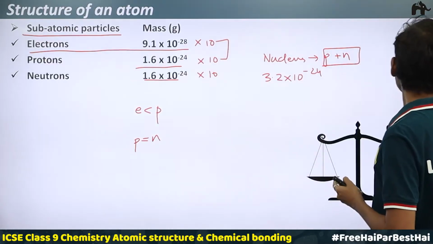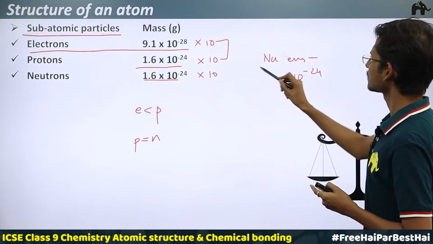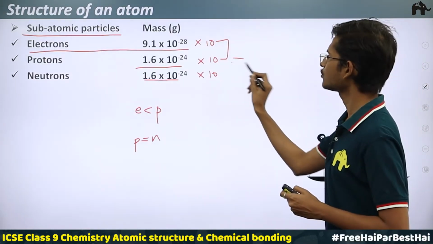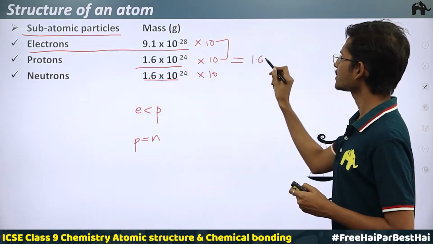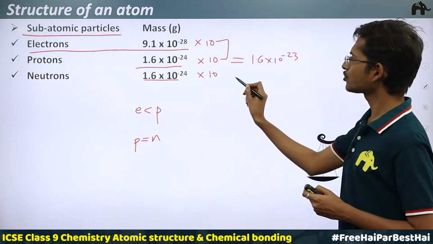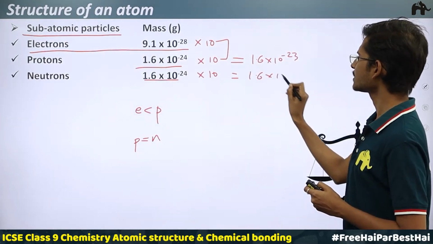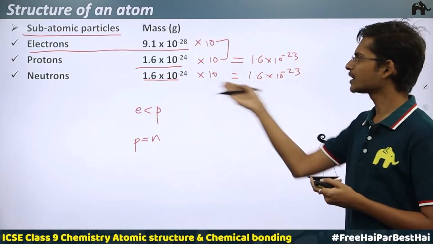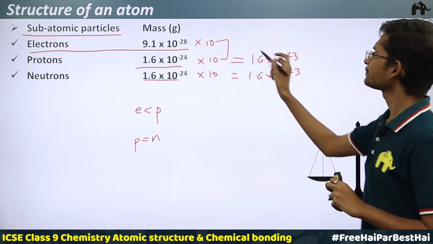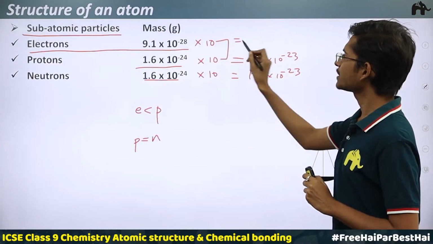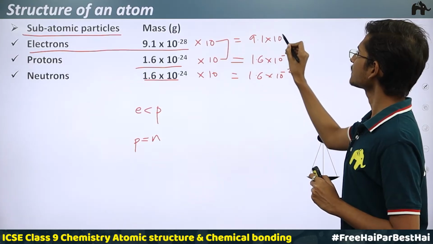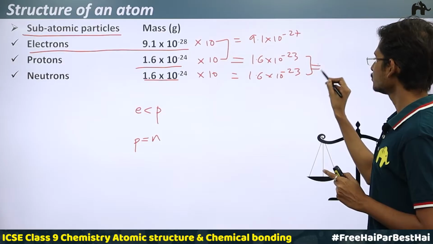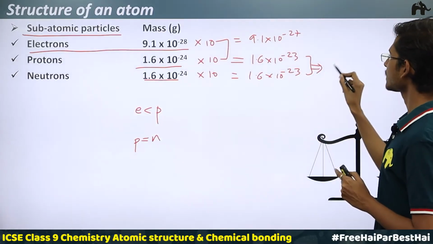So I will erase this and write the masses so that you get an idea. What would be the mass of 10 protons? 1.6 into 10 raised to minus 23. 10 neutrons would also be the same, 1.6 into 10 raised to minus 23. What I'm doing is simply solving this: 1.6 into 10 raised to minus 24 into 10. You can use the simple indices rule, a raised to m into a raised to n. And then here, 9.1 into 10 raised to minus 28 into 10 is 9.1 into 10 raised to minus 27. Now if I add this, it would be 3.2 into 10 raised to minus 23.